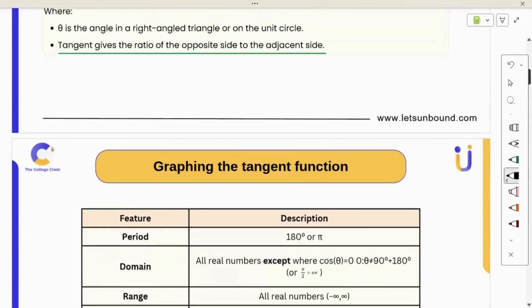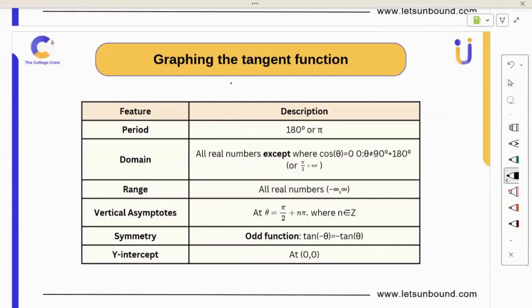Now let's learn its function form. The basic tangent function will look like this: y equals tan x. x is an angle, either in radians or in degrees. The period of the tan function is not 2 pi like for sine and cos. For tan, it is 180 degrees, that is pi radians.